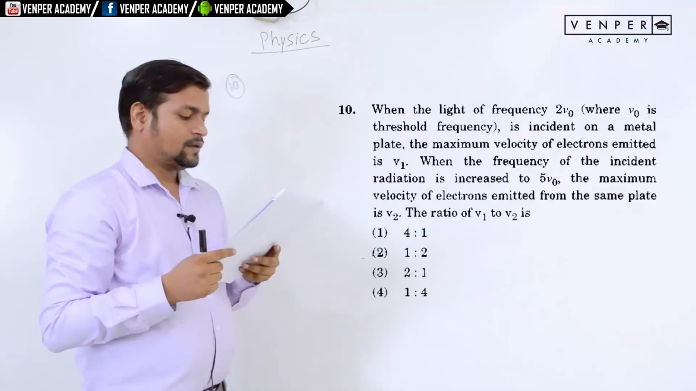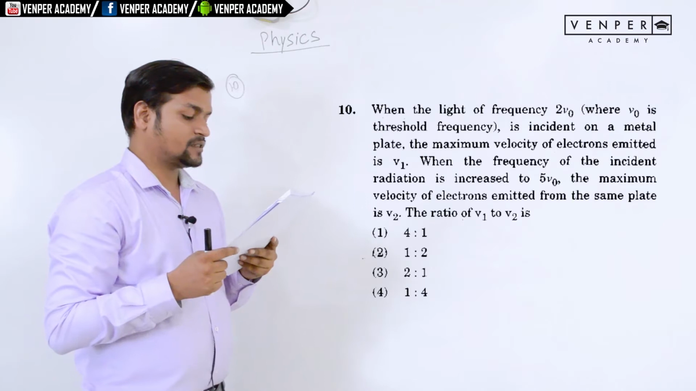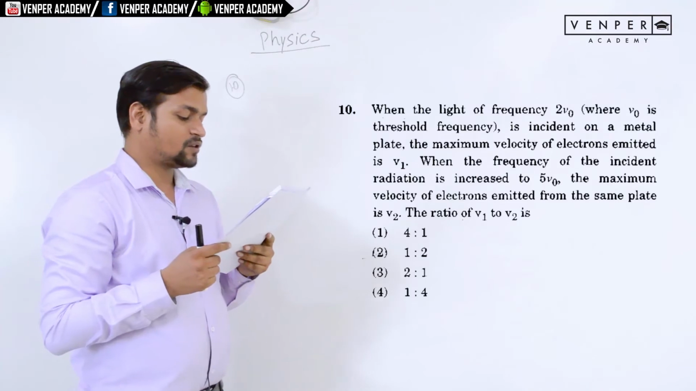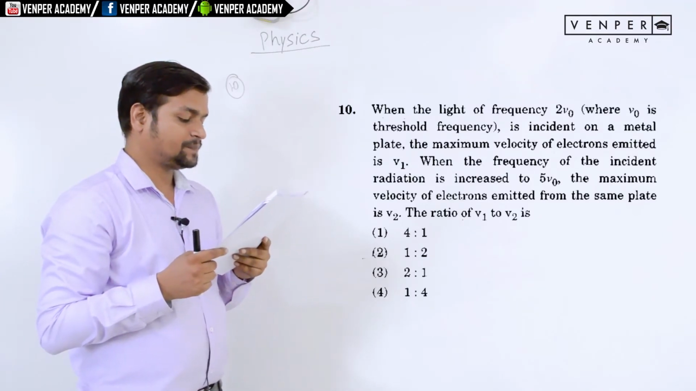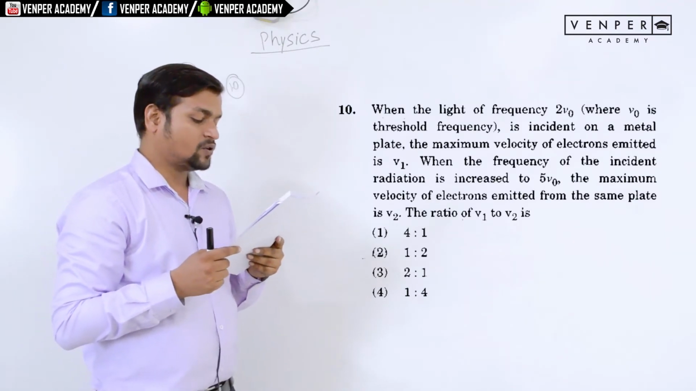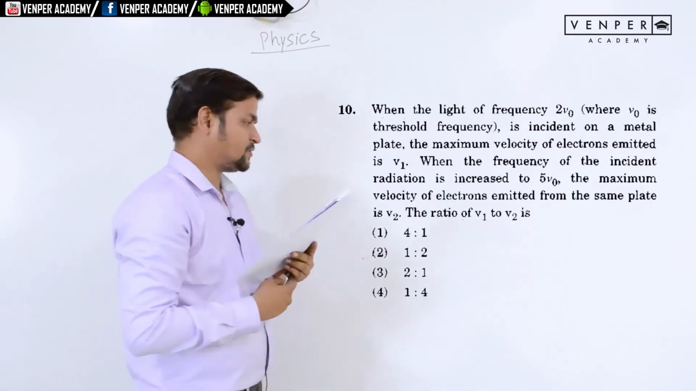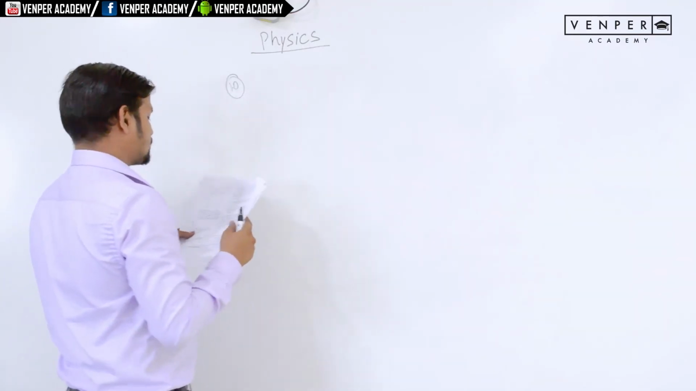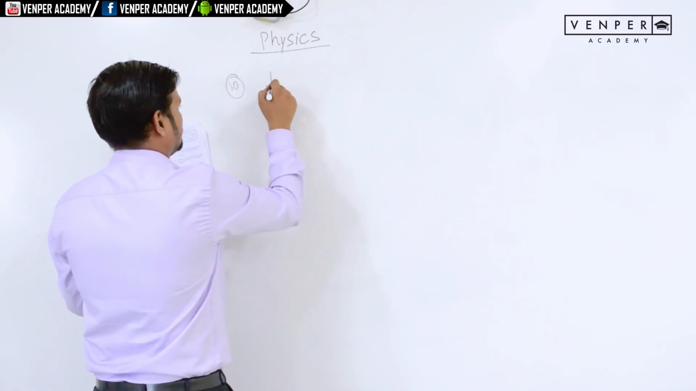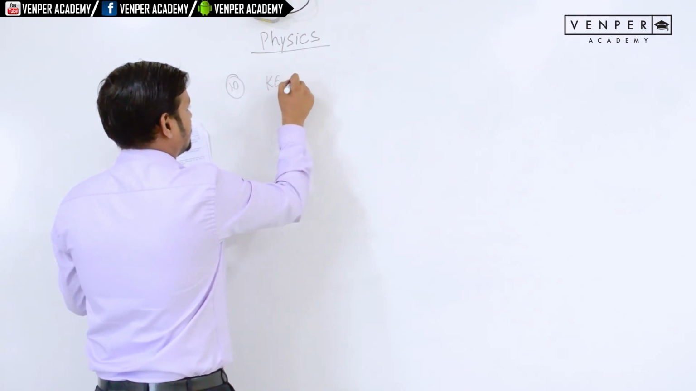Question number 10. When the light of frequency 2 nu naught, where nu naught is threshold frequency, is incident on a metal plate, the maximum velocity of the electrons emitted is v1. When the frequency of the incident radiation is increased to 5 nu naught, the maximum velocity of electron emitted from the same plate is v2. The ratio of v1 and v2. Okay, this question is from photoelectric effect. We know one thing, that velocity is related with what? That kinetic energy. So maximum kinetic energy is equal to what?